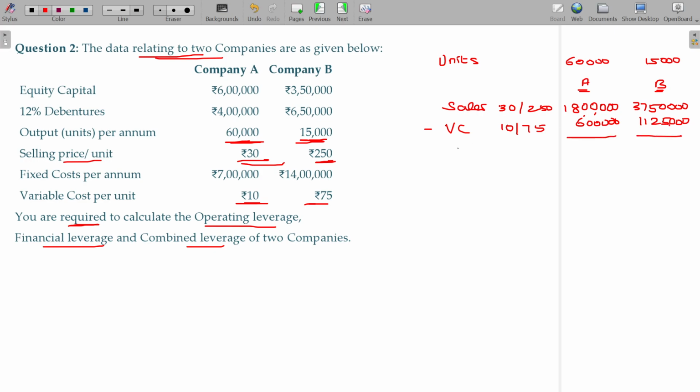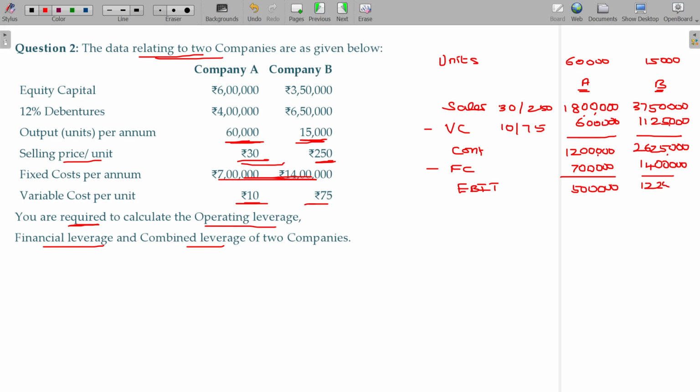Now, contribution being 12 lakhs for A. This will be 26.25 lakhs. From there, we have to subtract the fixed cost. 7 and 14, 7 lakhs and 14 lakhs. And you will get what? EBAT. The EBAT for A being 5 lakhs, for B 12 lakhs 25,000.